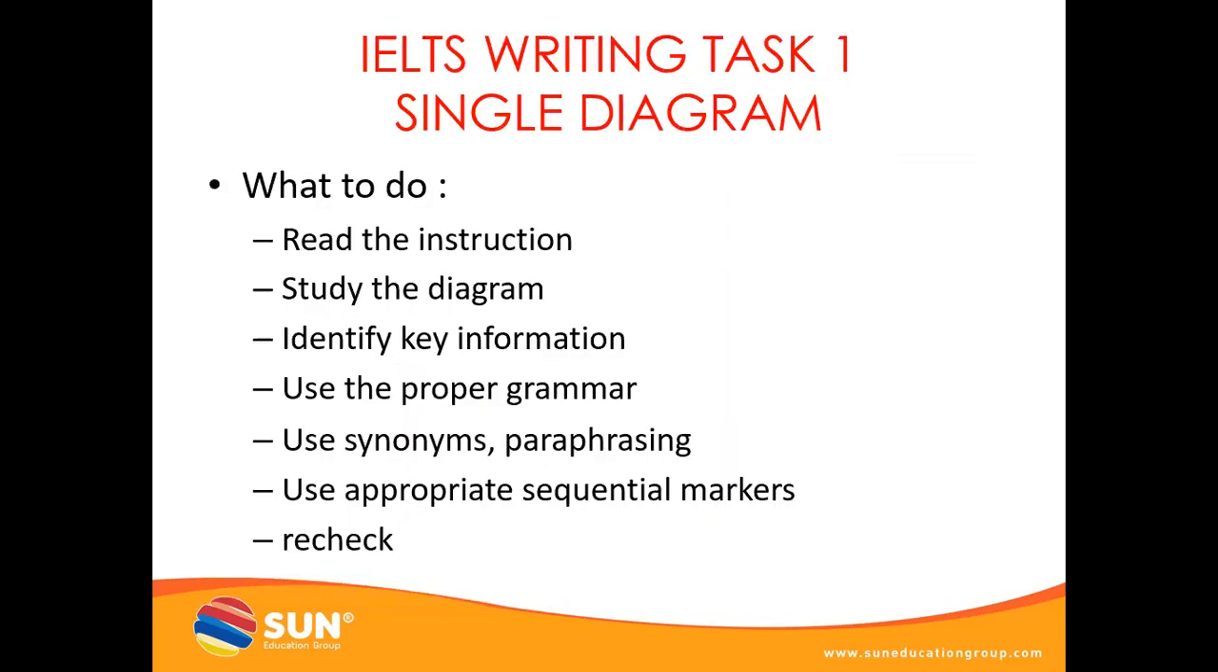Now, let's move on. What should we do when we're dealing with a single diagram in writing task 1? Well, first of all, read the instruction, then study the diagram, identify the key information. Then when you write, use the proper grammar, use synonyms and paraphrasing in terms of vocabulary, and then use appropriate connectors and sequential markers. Once you're done and you still have a few minutes left, recheck. Recheck for spelling, recheck for the details, recheck for the punctuation marks, the use of colon, semicolon, comma, full stop, the use of capital letters. Yes, the rater will really check that.